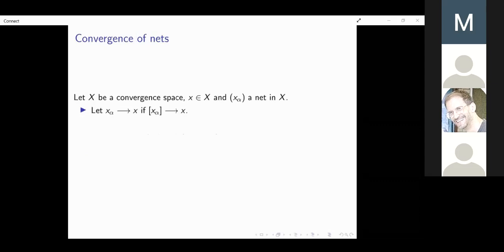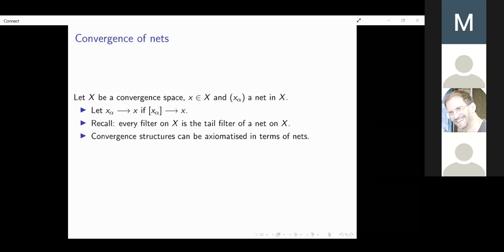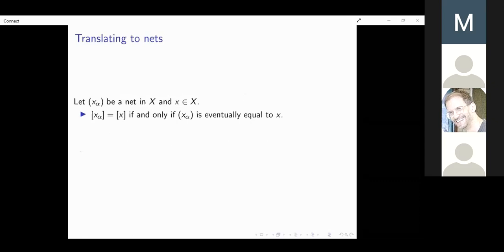Following our discussion earlier, we can define the convergence of a net in a convergence structure by saying the net converges to x if its filter of tails converges to x. And every filter on X is actually the tail filter of a net on X. So this tells us that we should be able to axiomatize a convergence structure in terms of nets, and this is what we're going to do now. This is part of the folklore in the theory of convergence spaces, but it is never explicitly shown how this can be done.